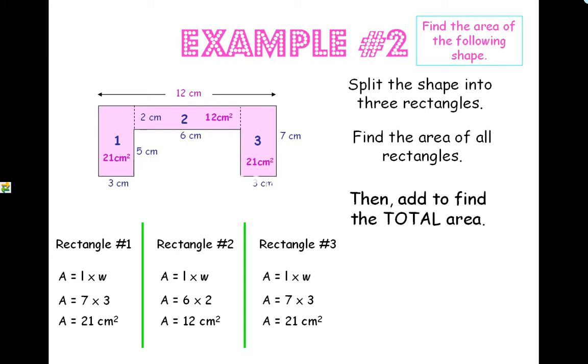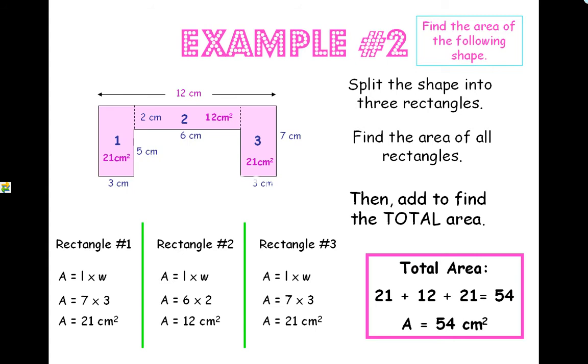To find the total area of this shape, you're going to have to add all 3 rectangles together. And 21 plus 12 plus 21 is going to be equal to 54. So the area of this shape is 54 centimeters squared.